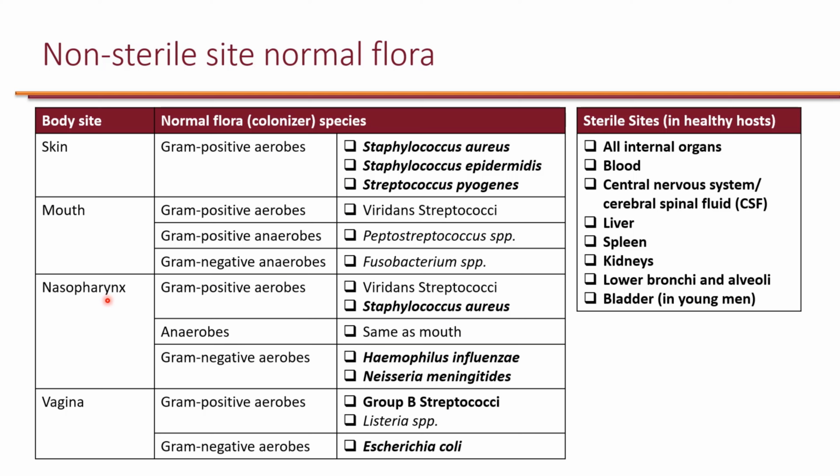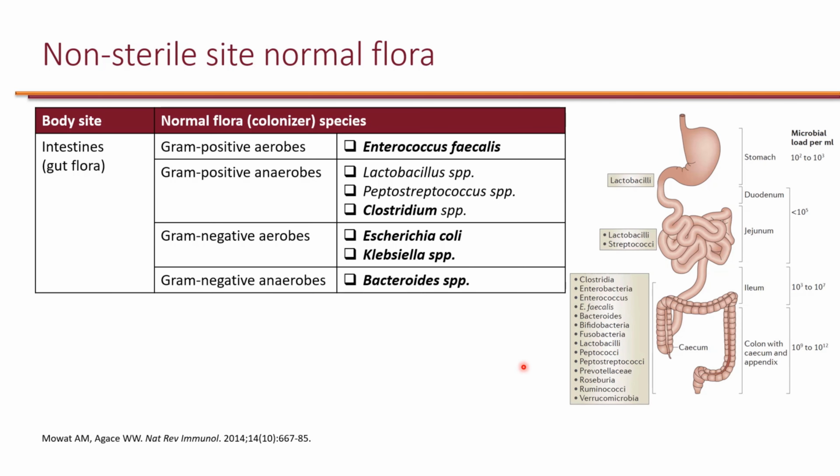Let's see. So the anaerobes in the nasopharynx are the same anaerobes as the mouth, and there are some gram-negative aerobes in the respiratory tract. So H. flu, Haemophilus influenzae, and Neisseria meningitidis is one. And then in the vagina, there are flora. For example, E. coli is a resident of vaginal tissue, and group B Streptococci, and Listeria. Of course, when people mostly talk about flora, they typically talk about the GI tract, so the gastrointestinal tract, commonly referred to as gut flora, and there are a lot.